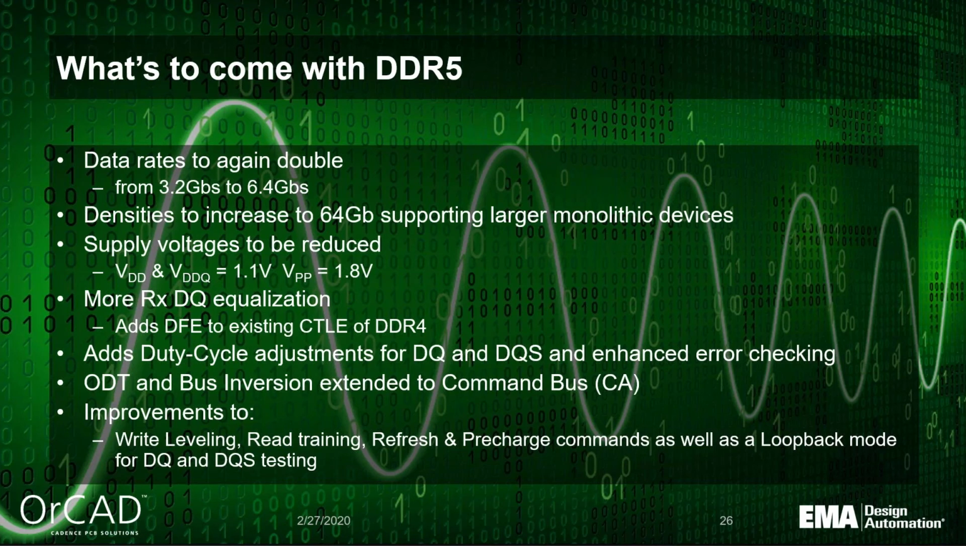On-die termination, the dynamic on-die termination and bus inversions are going to be extended to the command bus in DDR5. So in particular, bus inversion: that capability of saving power and inverting the bus when you have a majority of zeros in transmission, you'll be able to take advantage of that in the command bus, the address bus. There have also been some improvements in write leveling and retraining and the refresh and recharge commands, as well as a loopback mode for DQ and DQS line testing.